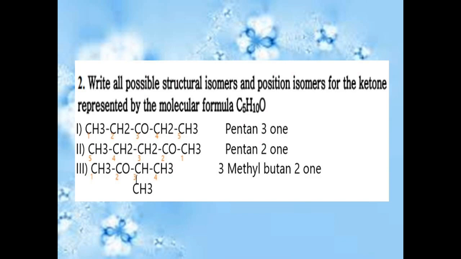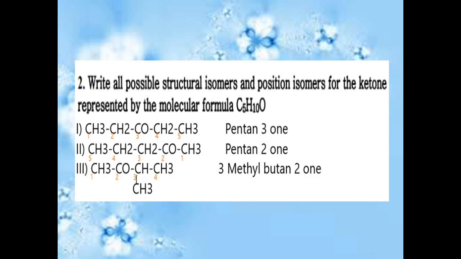In this evaluate, they ask for structural isomers and position isomers for C5H10O. How many carbons are there? 5 carbons. First of all, we arrange the 5 carbons linearly in the first and second one, and in the third one we arrange the 5 carbons in a branched manner. One of the carbons is in a branch.